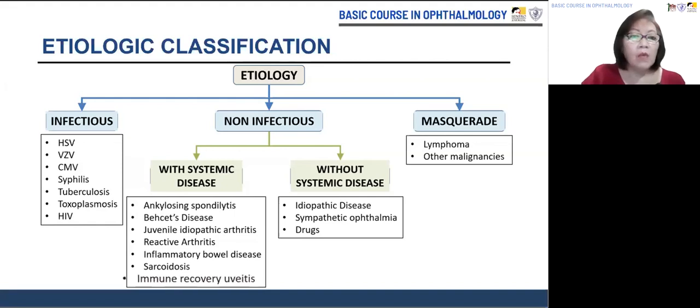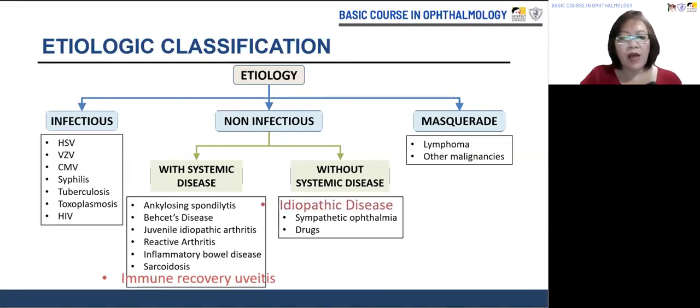Immune recovery uveitis, or IRU, is a phenomenon observed where patients with HIV develop uveitis shortly after initiating highly active antiretroviral therapy or HAART. Idiopathic disease, on the other hand, refers to cases where no associated systemic disease or other precipitant is identified.